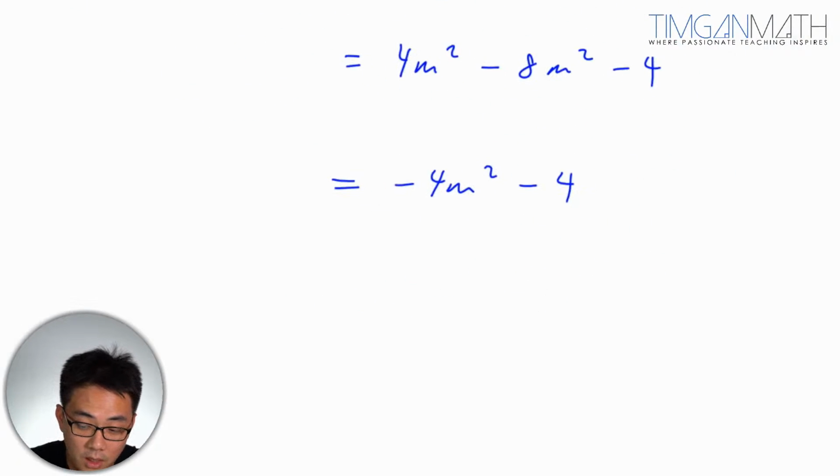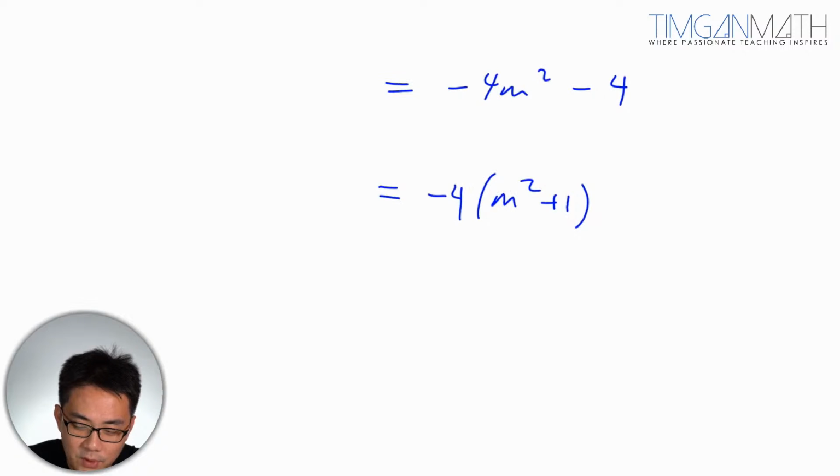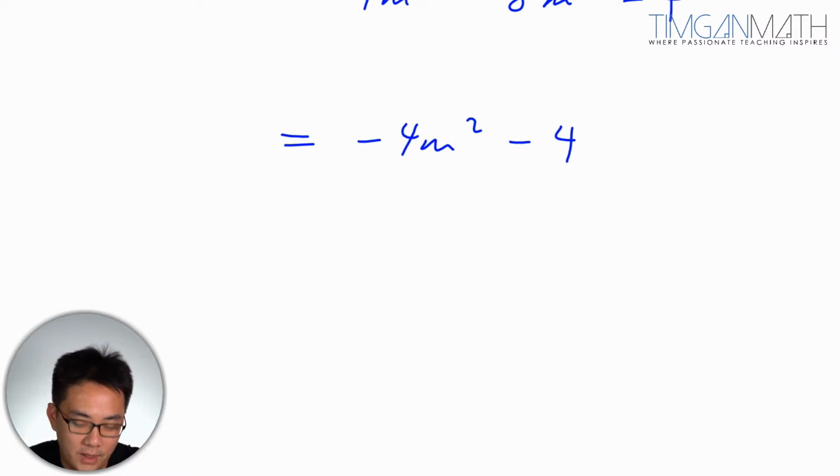This is pretty interesting. Because we need to show that this is always negative. So I'm going to factorize this out. This m squared plus 1 is obviously always positive, right? So you could already see that this is always positive. So you can show that, but I like to factorize out -4, but okay, doesn't matter.